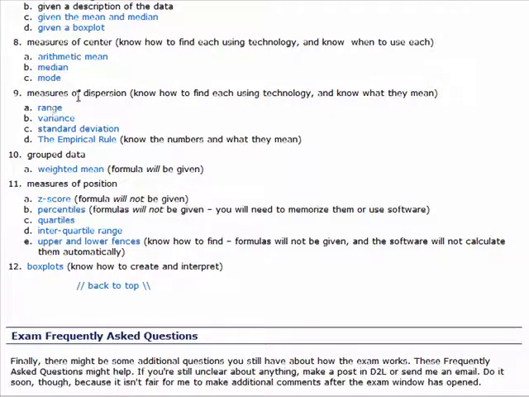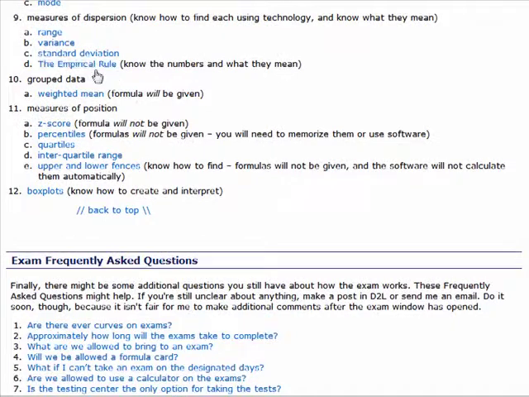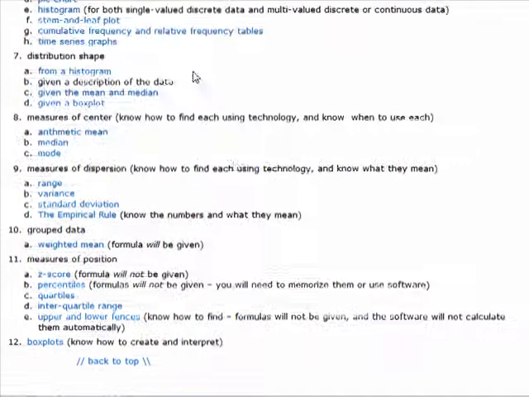For the measures of dispersion, you want to know the range, standard deviation, variance. Make sure you know all of those and how to calculate them. The empirical rule, make sure you know what that means and how to use it. From group data, the formula will be given for how to find the weighted mean, but you need to know how to calculate it and how to use the formula.